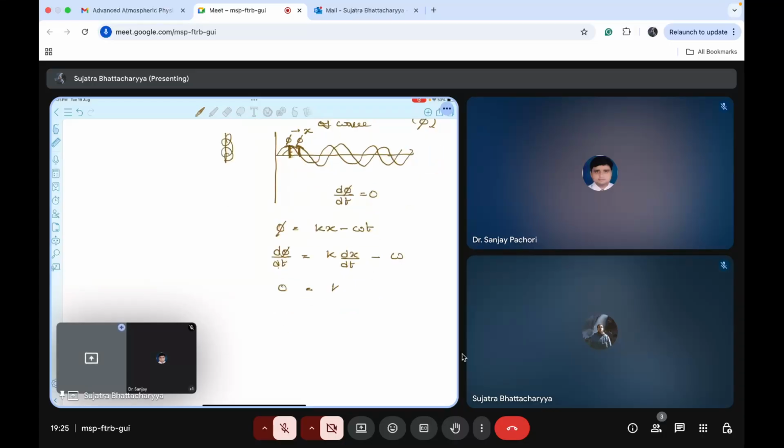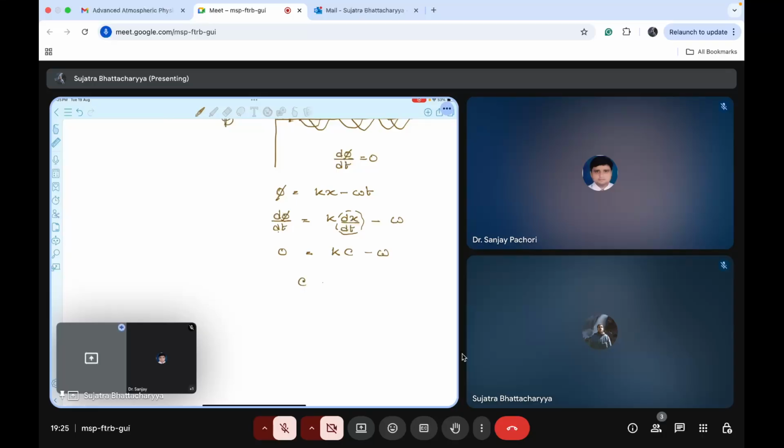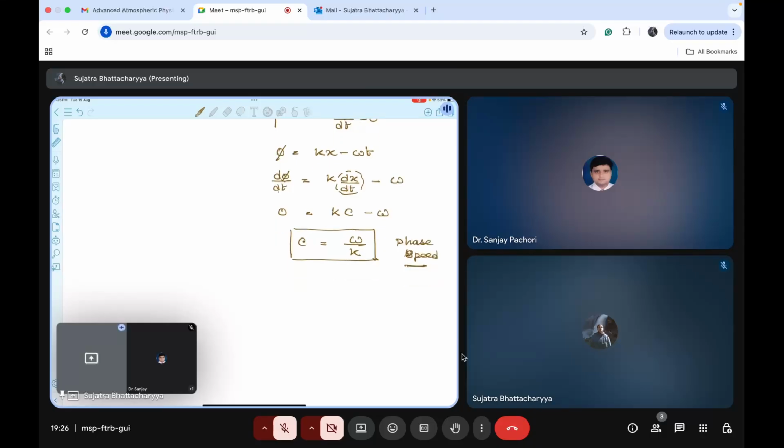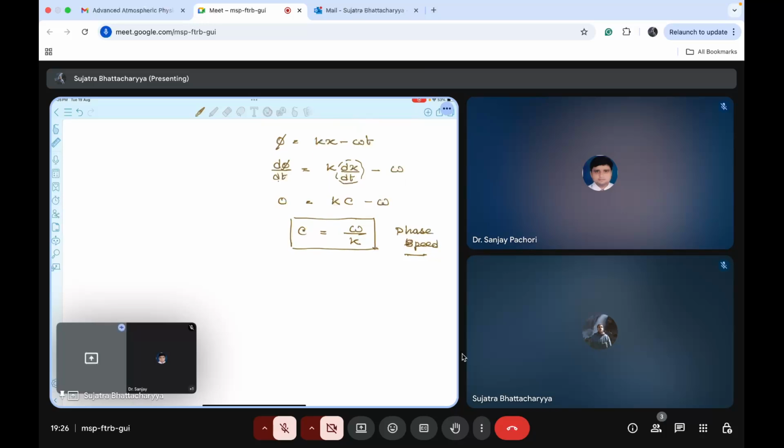So this becomes k, and this we call the phase velocity, change in delta x by change in delta t, minus omega. So c, the phase velocity, is nothing but omega by k. This is called the phase velocity. Actually, it is not the phase velocity but the phase speed, because there is no vector associated with it here. In 3D, there are different types, omega by k, omega by l, omega by m, but it will still be called the phase speed. This is omega by k.